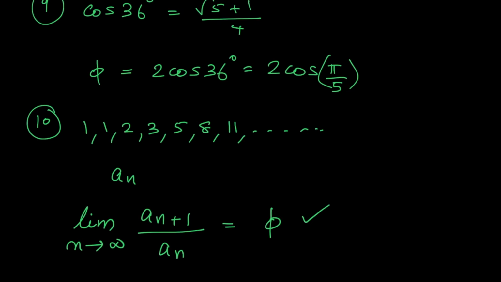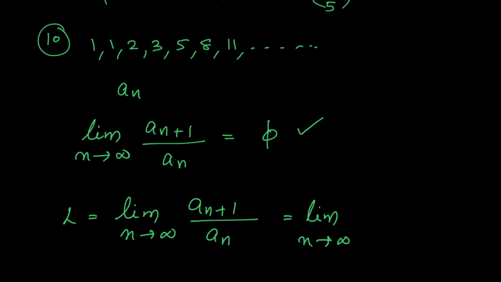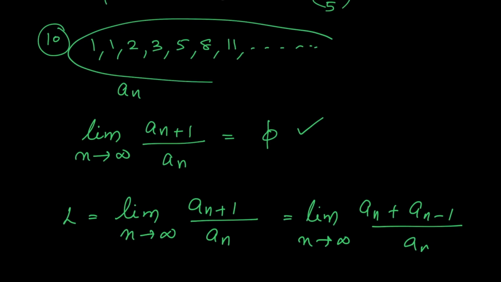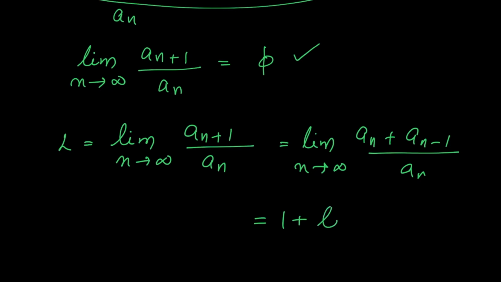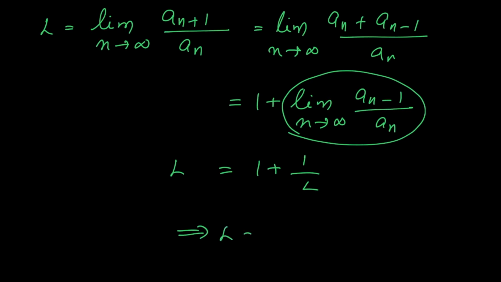And this is very easy to prove. If you call L the limiting value of the ratio of consecutive terms a_(n plus 1) by a_n, this can be written as limit n tends to infinity of (a_n plus a_(n minus 1)) by a_n. Why? Because the Fibonacci sequence satisfies the recurrence relationship a_(n plus 1) is equal to a_n plus a_(n minus 1). So this is 1 plus limit n tends to infinity of a_(n minus 1) by a_n, which is nothing but the reciprocal of the limit we are looking for. This is 1 plus 1 by L. So L is equal to 1 plus 1 by L, and if you solve the quadratic, you get L as phi.